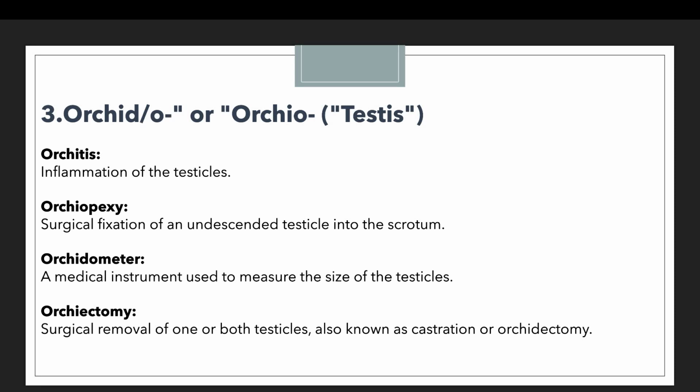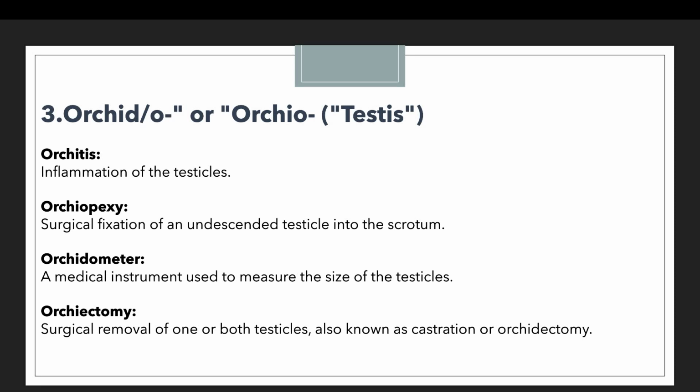So let's say if, due to any medical reason, there is an inflammation of the testicles, then this thing we will denote with the help of the terminology orchitis. Likewise, if you look at the second example, which is orchiopexy. What is orchiopexy? It is a surgical fixation of an undescended testicle into the scrotum. So this is defined with the help of the term orchiopexy.